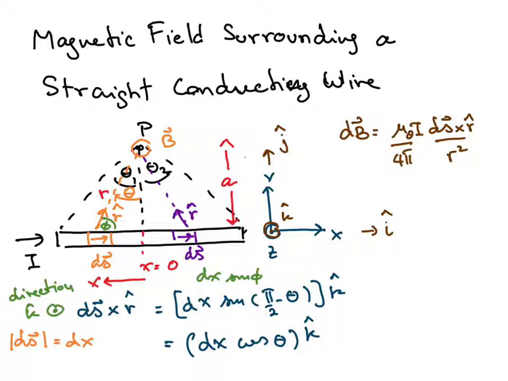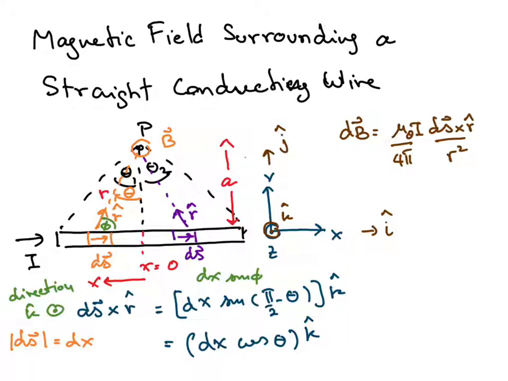If you put your forefinger in the direction of ds and unit vector r pointing out from your palm, you can see that ds cross r will point in the direction of your thumb, which is the direction of the unit vector k. So for every segment on this wire, the direction of the magnetic field produced by each segment will point in the same direction, the unit vector k. So we don't have to worry about the direction of the magnetic field.